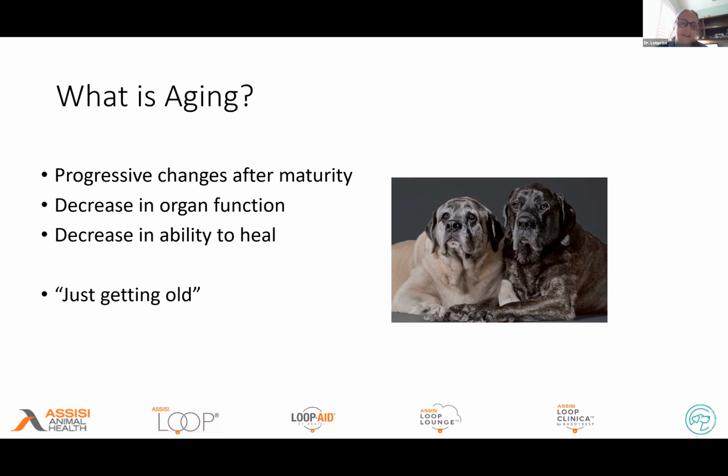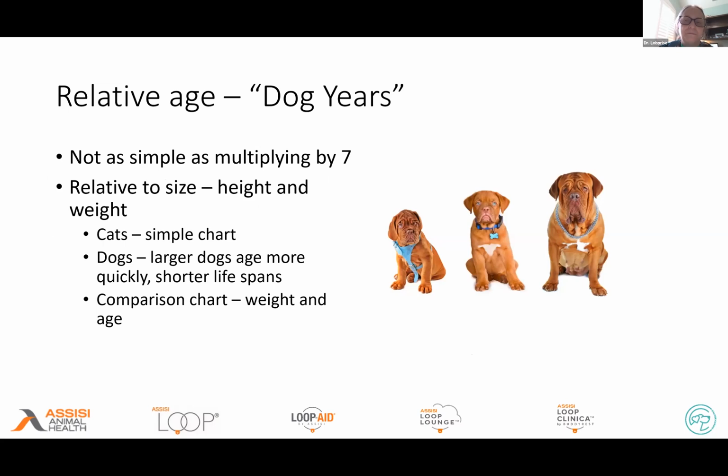They're decreases in our ability to heal. It's not just getting old though, because there are some patients that get older and stay pretty healthy, and some patients that get older and get some pretty significant illnesses. So we're going to look at the wide range of our older patients and know what we can do to help make them as healthy as possible.